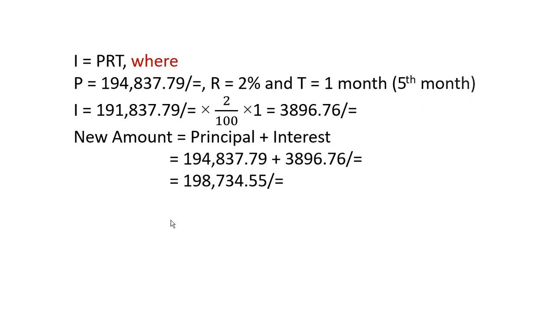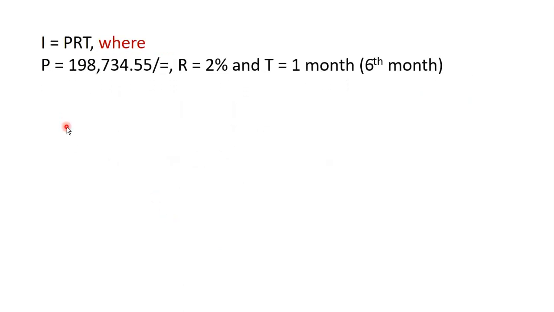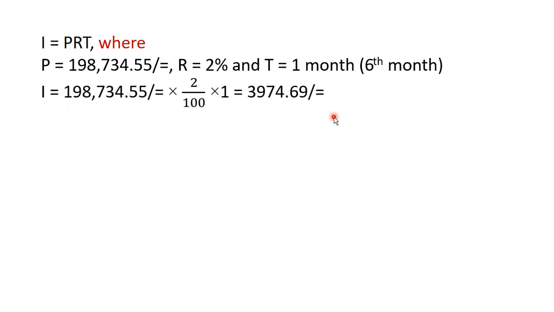Let's look at the 6th month. For the 6th month, the principal is 198,734.55 shillings. The rate is 2. The time is 1 month, but we are in the 6th month. So when we substitute, the interest in the 6th month is going to be 3,974.69 shillings. And that is going to be the interest in the 6th month.